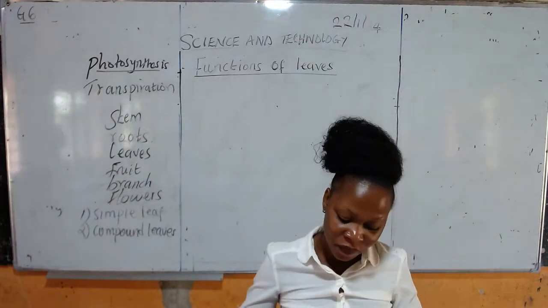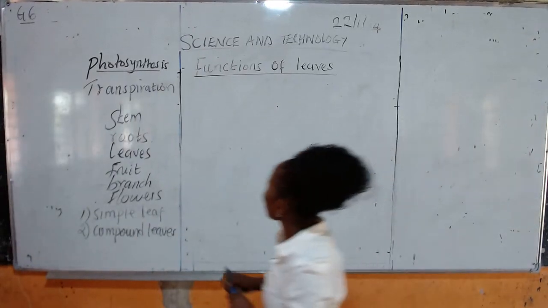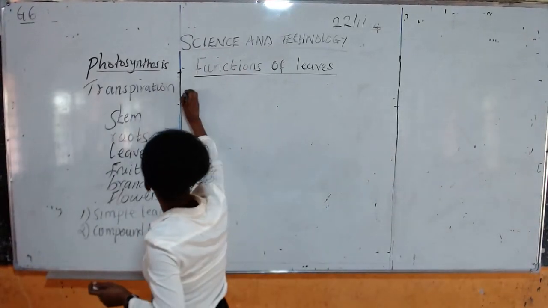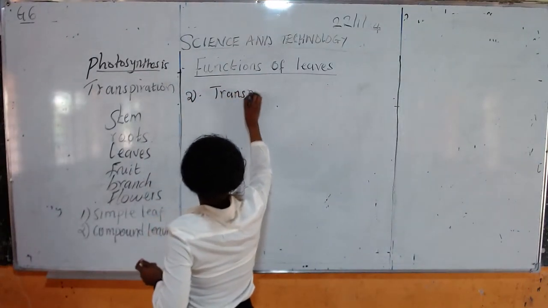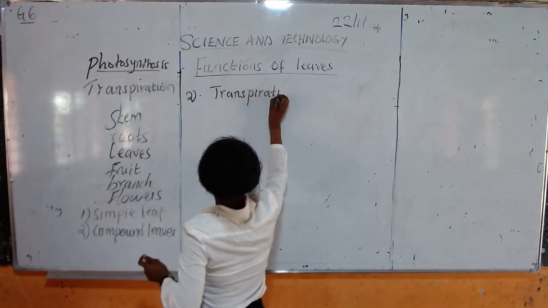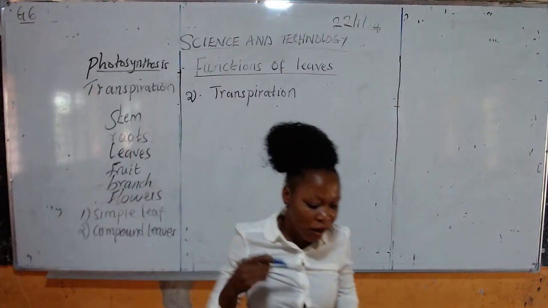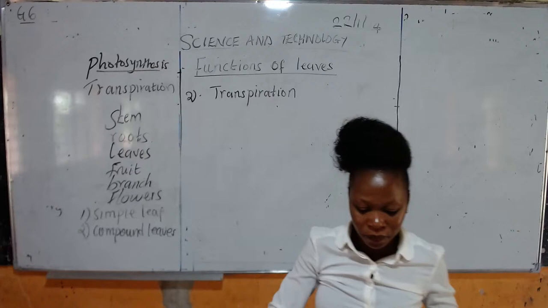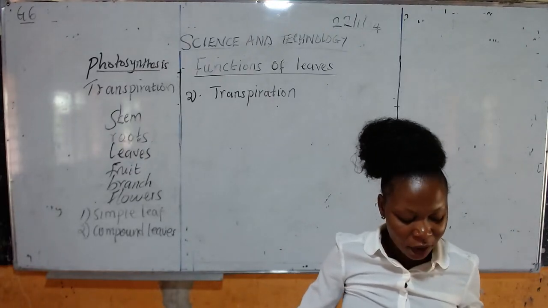So just write, the second function of leaf is transpiration. We had written about photosynthesis. So two, you write transpiration.